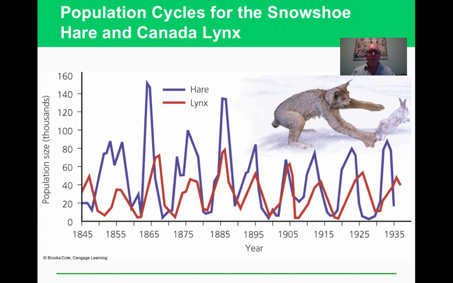Here is a population cycle for predator and prey species. The idea is, when the population of the predator gets too high, that's going to drop the population of the prey. And then when the population of the predator drops because there's not enough prey, that gives the prey a chance to go back up. So here is the dynamics of a population change between a predator and a prey.